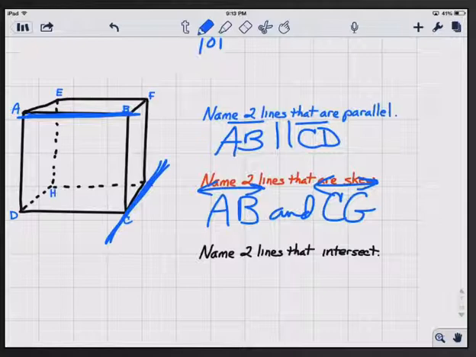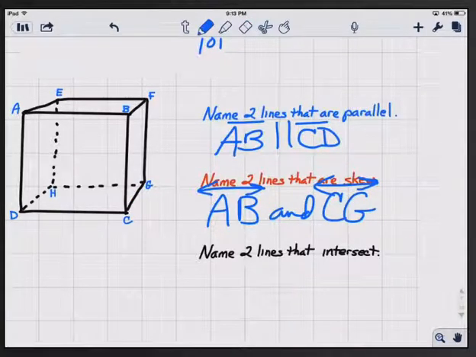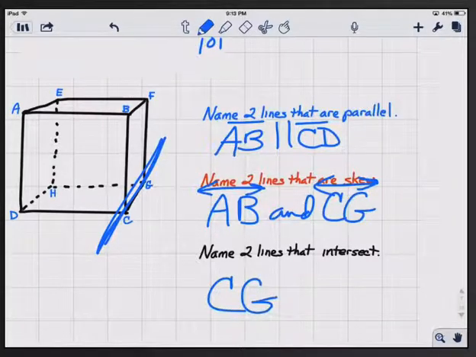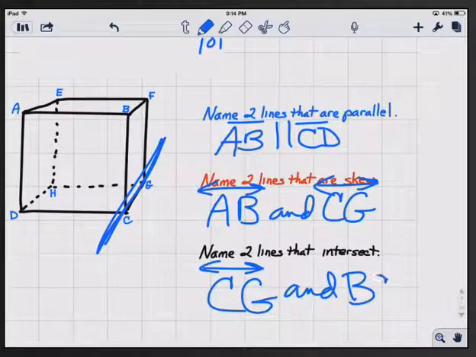And two lines that intersect. Okay, so any two lines that intersect at one point. I already have line CG down here being indicated, so we might as well start with that. And any other line that obviously intersects at point C or at point G, so line BC, that's a pair of intersecting lines. Obviously they both pass through point C.